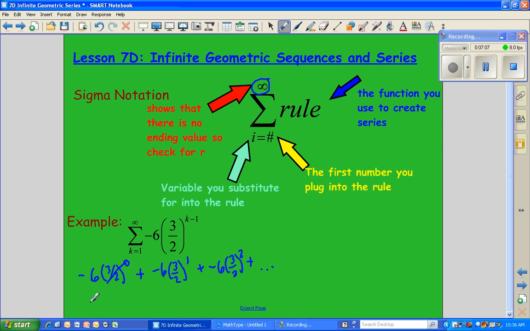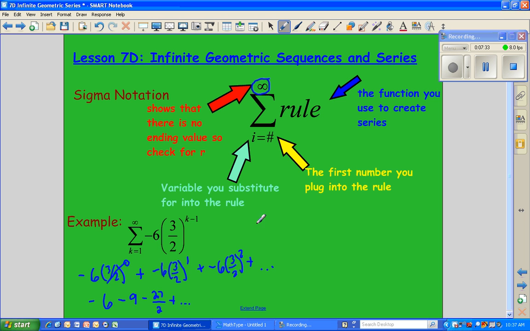Anything to the 0 power is 1, so we're going to have -6. And then if you clean this up, you're going to have -9. And then if you clean this up, you're going to have 54 over 4, which is going to be 27/2. And you would say dot, dot, dot.